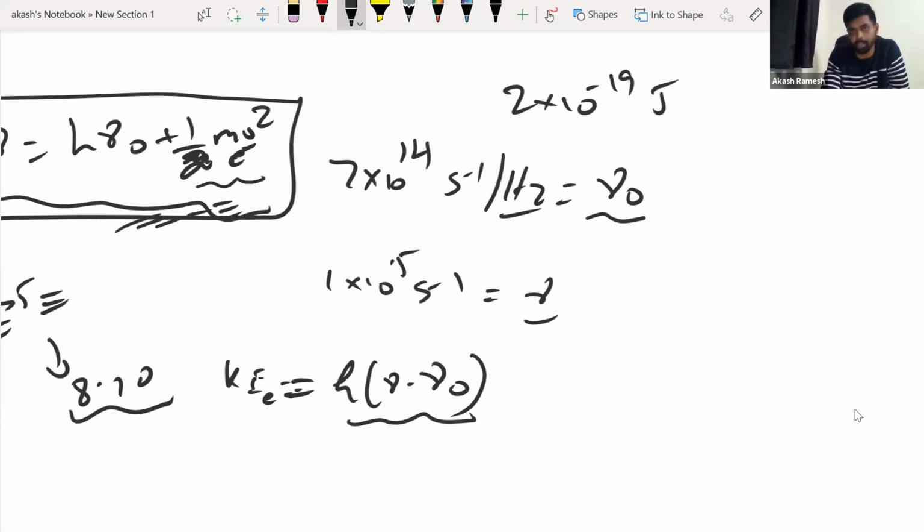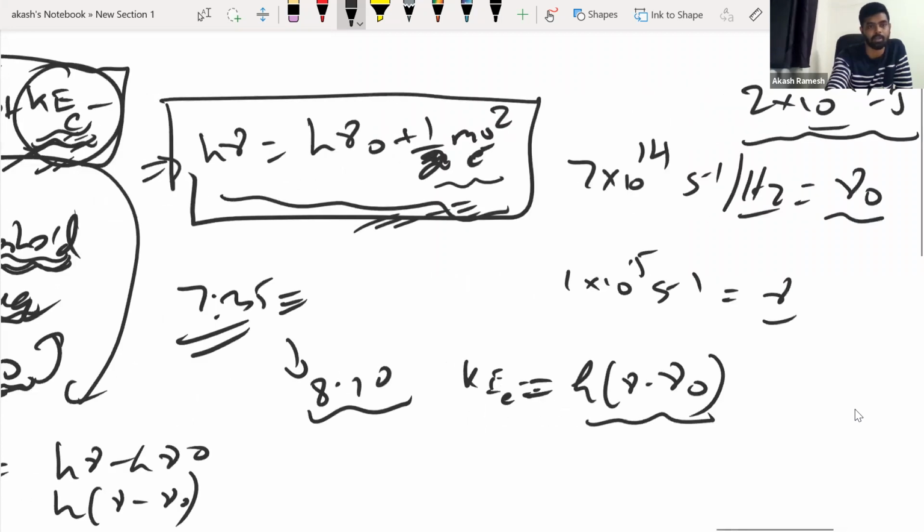19.8 becomes 20 if you round, and 10 power minus 18 becomes 10 power minus 19. So it will become 2 into 10 to the power minus 19 joules. That would have been the answer to this question, approximately, obviously. 2 is approximate. Okay, very, very simple.